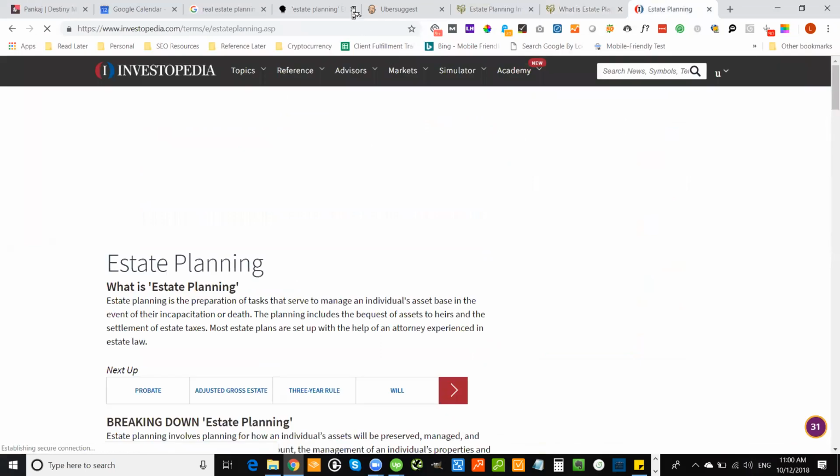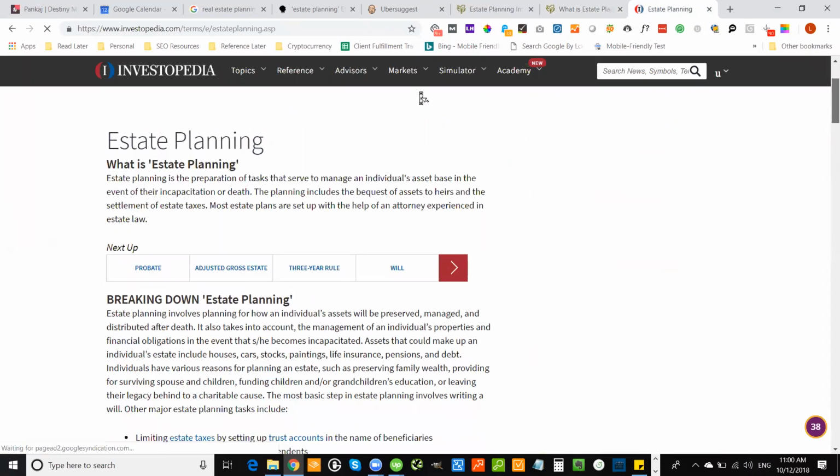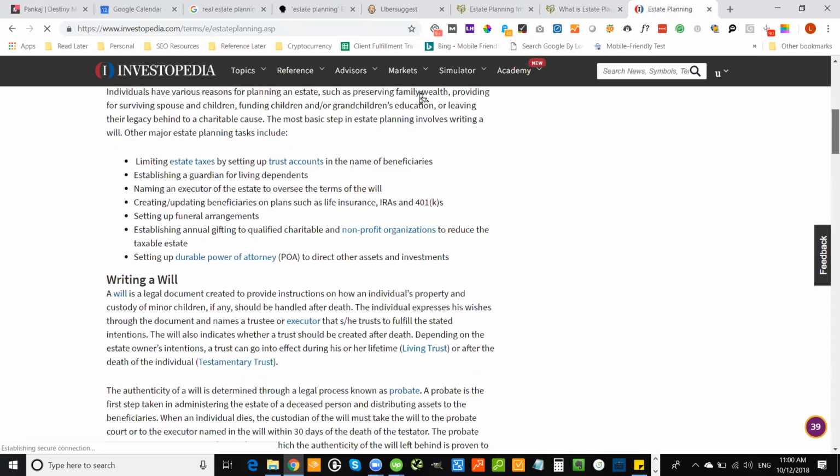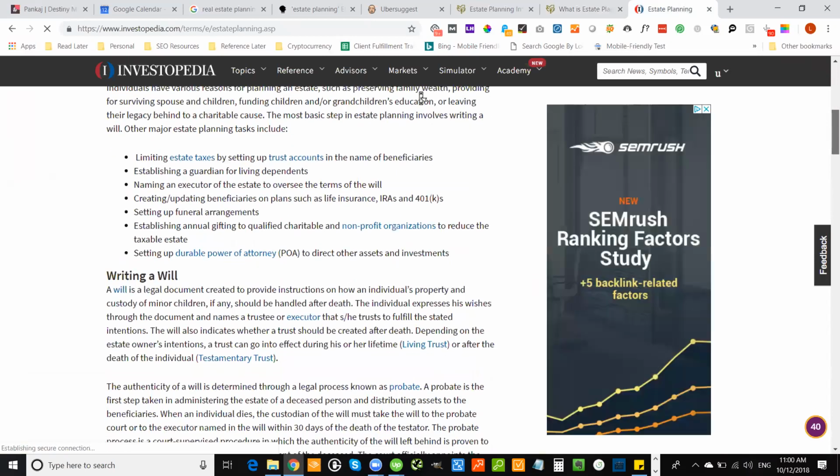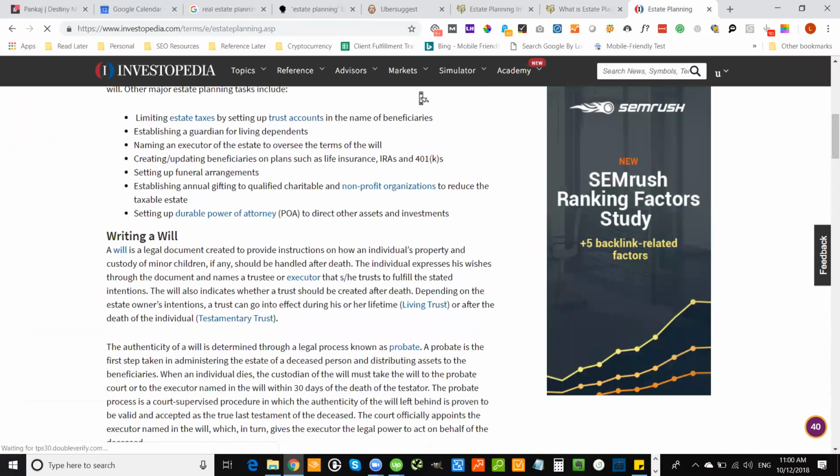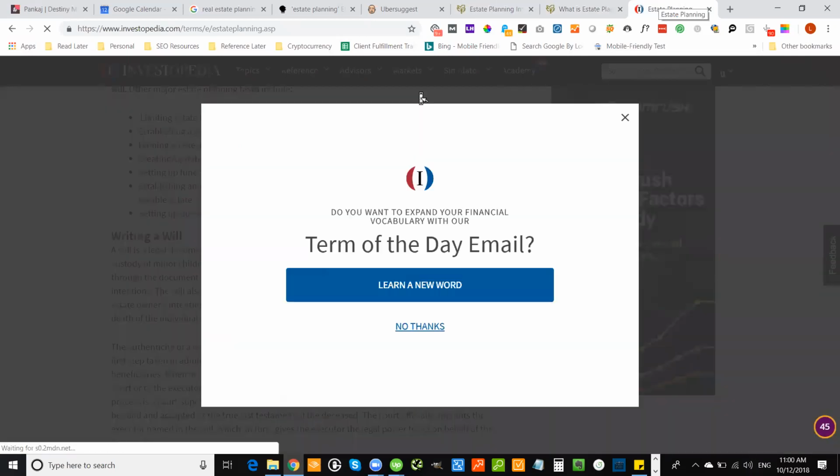There again, that's what is estate planning. And making sure that you're at least addressing those in your content. So writing a will would be a very good subtopic. So that's pretty much how you build this list of keywords and list of subtopics to include in the content.